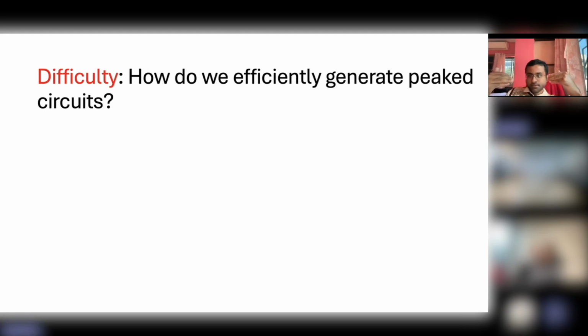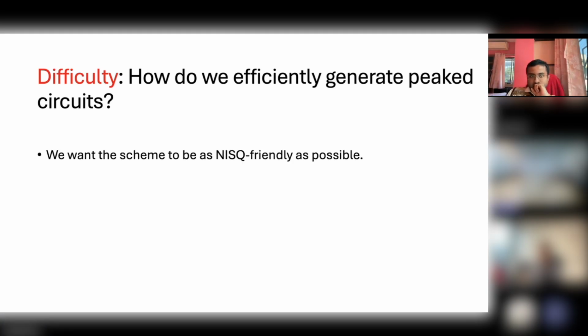The main problem, though, is that these are two desirable features, like a wish list of features that we want. We want classical hardness of sampling. We can't sacrifice that, of course, because this is a quantum advantage experiment. We also want efficient verification using this peakedness property. But here's the problem: how do we generate circuits which satisfy both of these features? And we also want the scheme to be as NISQ friendly as possible.